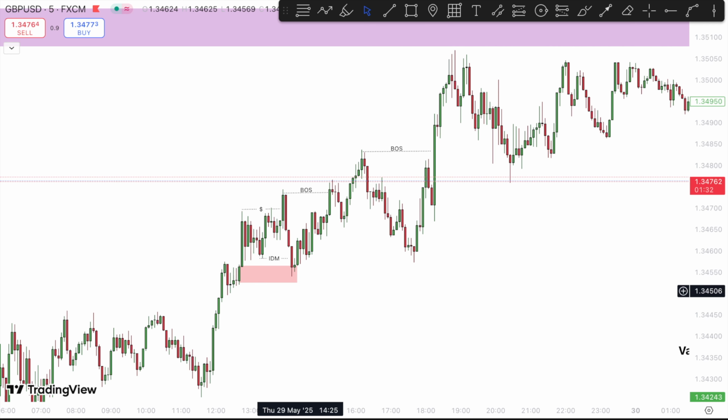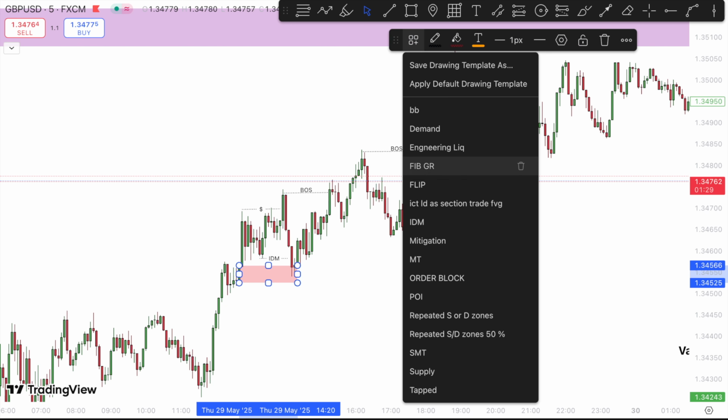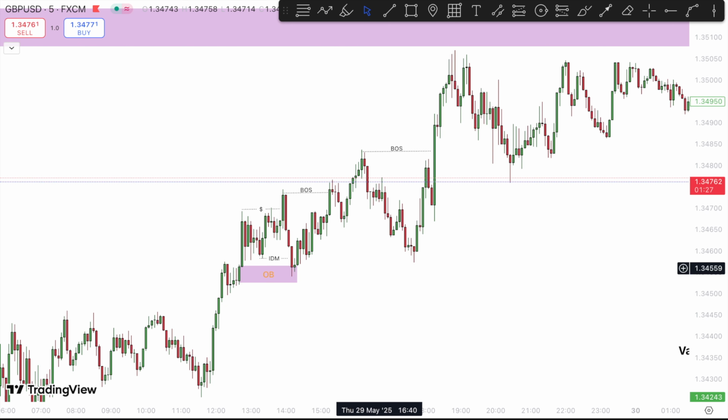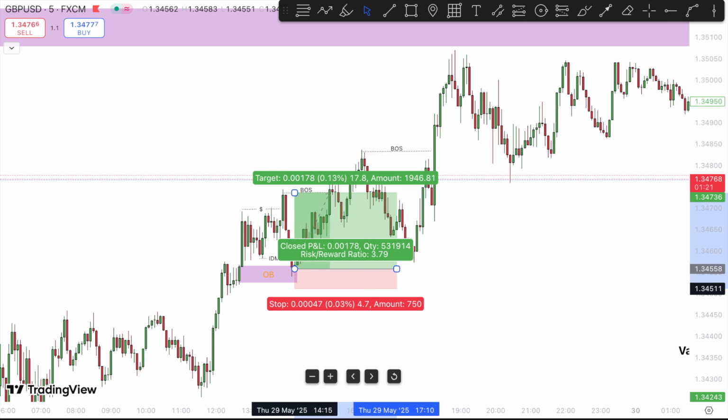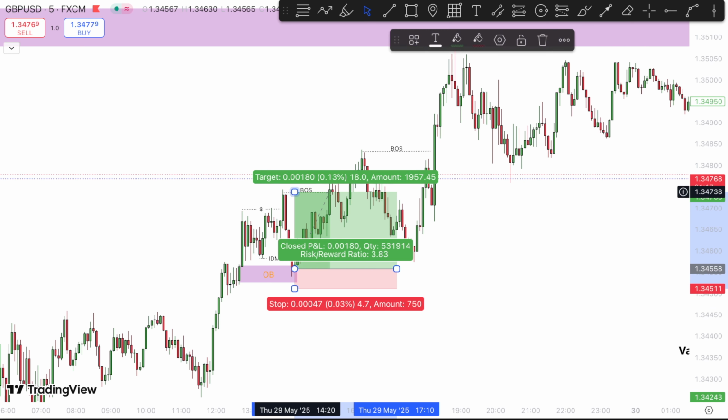Okay, and the price moves to the upside. So in this case, you would mark this as your order block. You would enter your trade over here, put a stop loss over here, and your target would be over here.